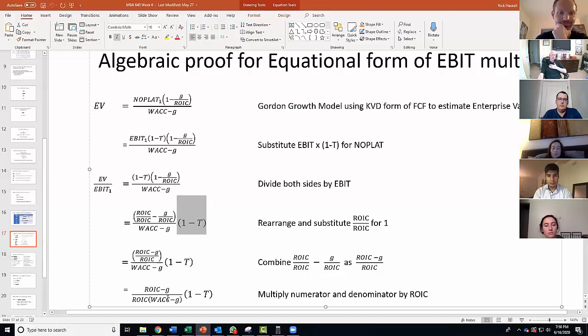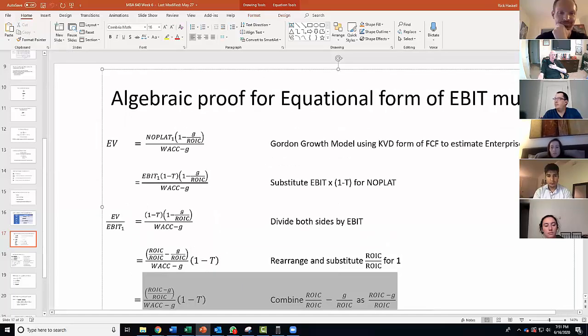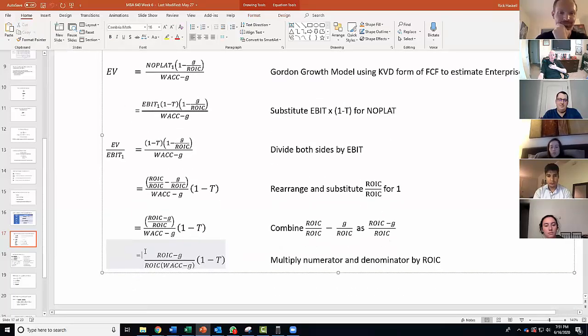And now all I'm doing is inverting the last part of my equation such that EV/EBIT now looks like ROIC minus g divided by ROIC times WACC minus g, times 1 minus tax.